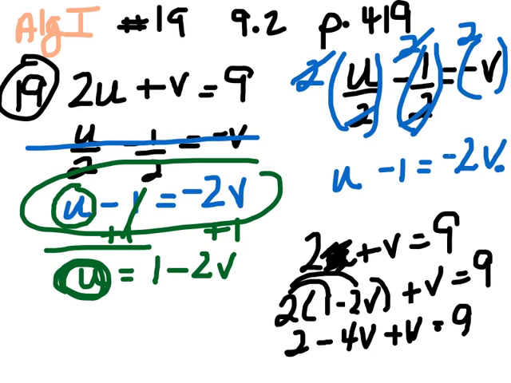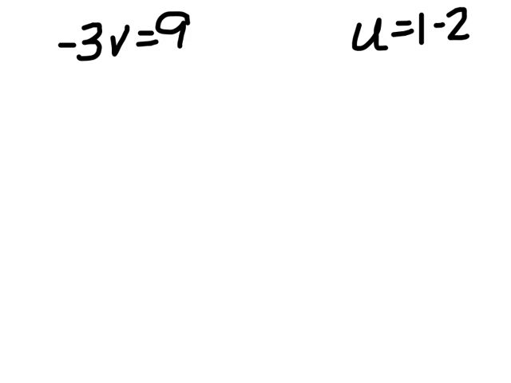Okay, running out of room here. Negative 4v plus v would be minus 3v, wouldn't it? So now I'm down to 2 minus 3v equal 9. I was going to do that on a new page. 2 minus 3v equal 9, and I knew that u was equal to 1 minus 2v. So I'm going to keep that there just because I'm going to use that in a minute.